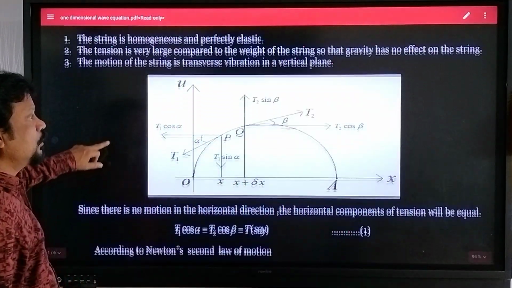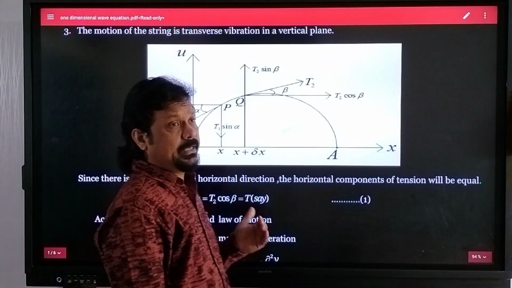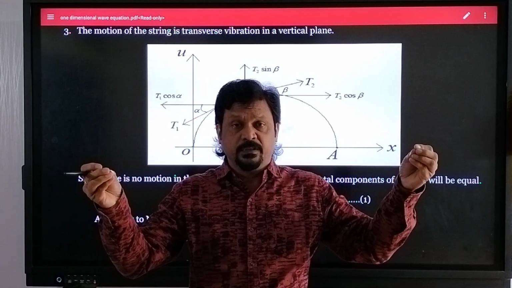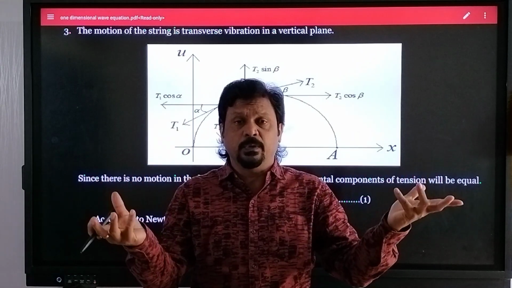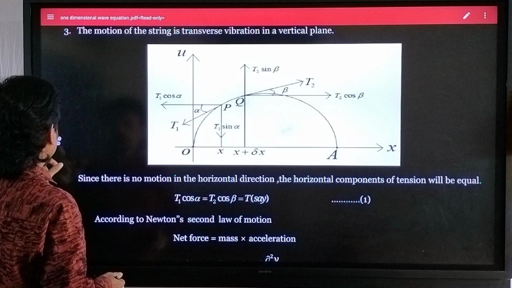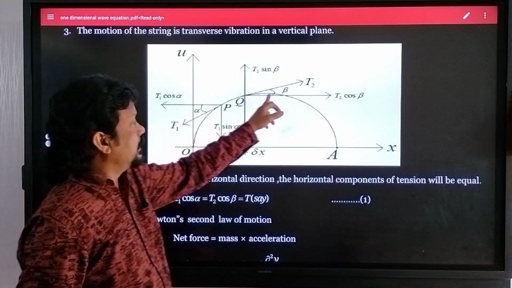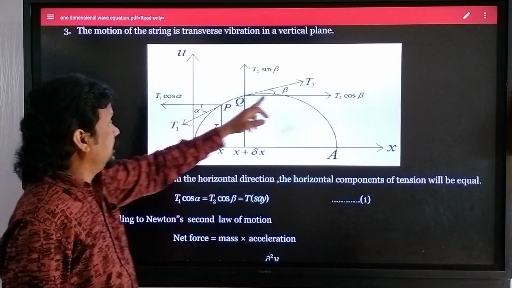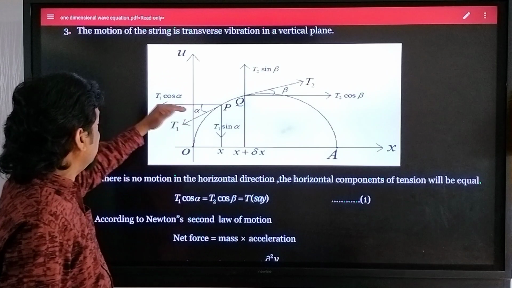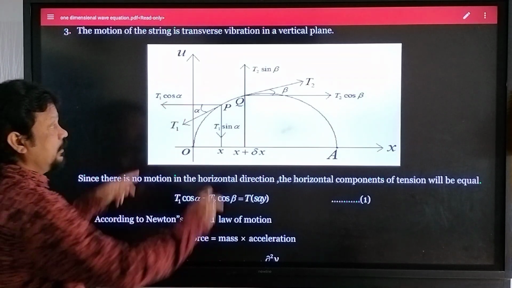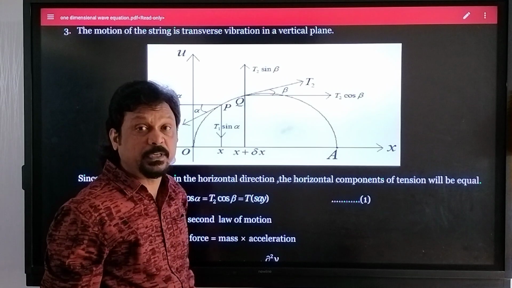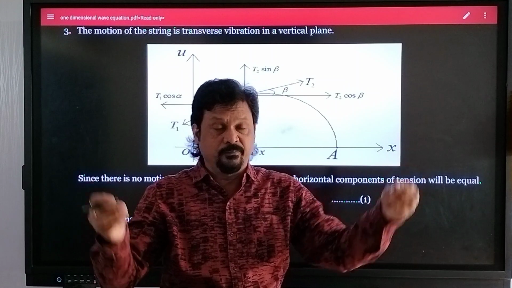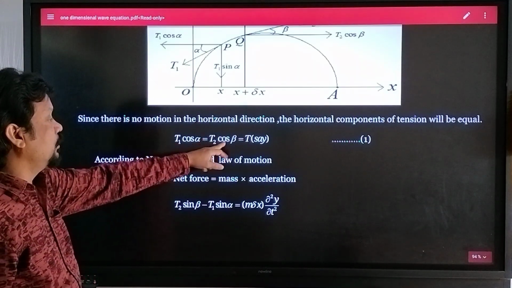And now I have told you that the string is vibrating vertically. There is no horizontal displacement. That means the sum of the horizontal components will be equal to 0. That means T2 cos beta is along the positive x-axis and T1 cos alpha is along the negative x-axis. They are in opposite directions. These two must be equal. If they are not equal, then there will be displacement along the horizontal direction. That means T1 cos alpha is equal to T2 cos beta.